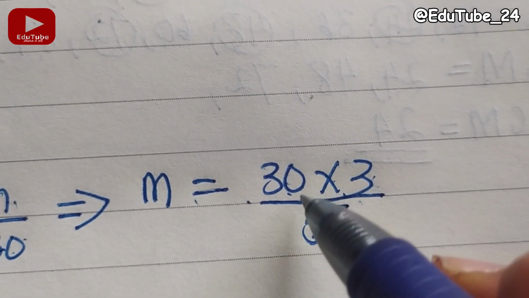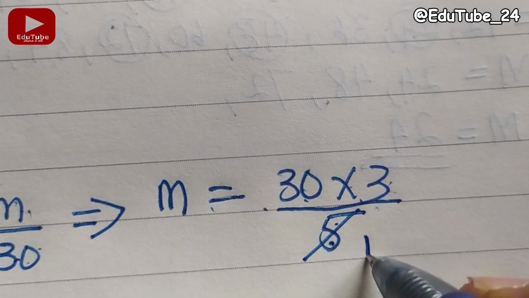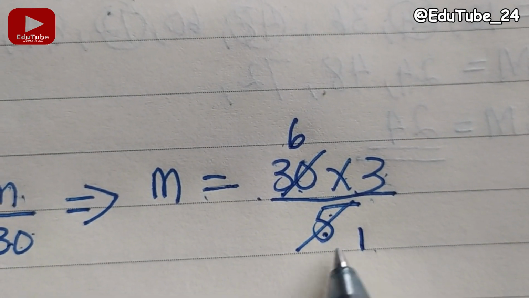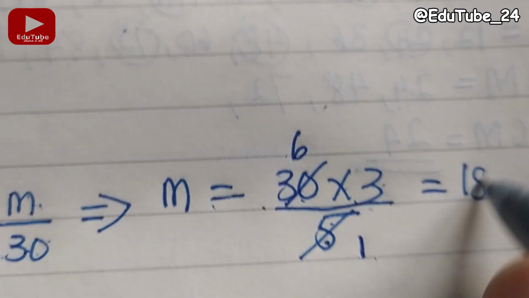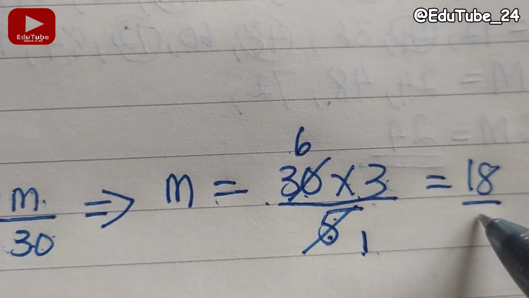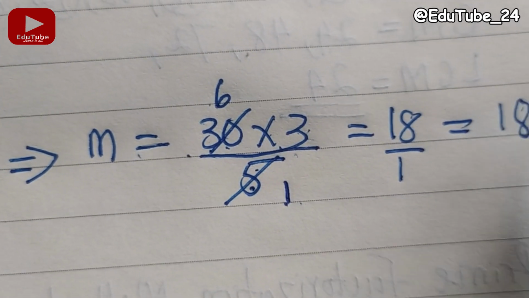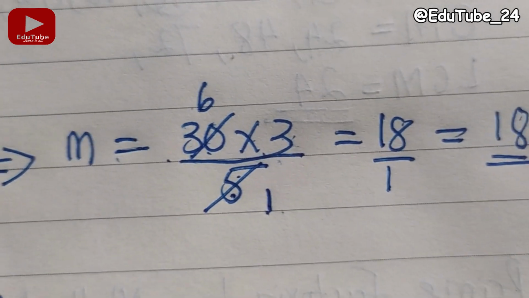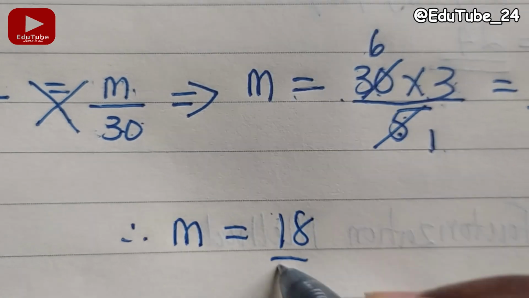Now, I know that 5 can divide 30, right? So I will say 5 in 5 gives me 1, and 5 in 30 gives me 6. Now in the denominator, I have nothing left, so I will multiply the numerator. 6 times 3, that will give me what? 18. And the denominator, I have 1. So 18 over 1 is equal to 18, because any number divided by 1 gives you the same number. Therefore, my missing number, my unknown, which is m, is equal to 18.